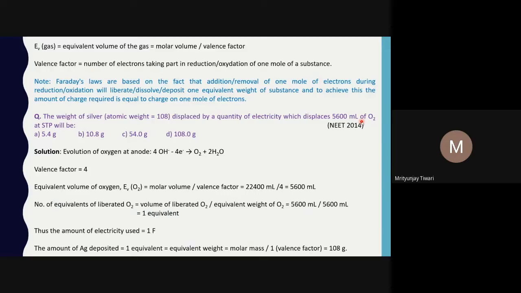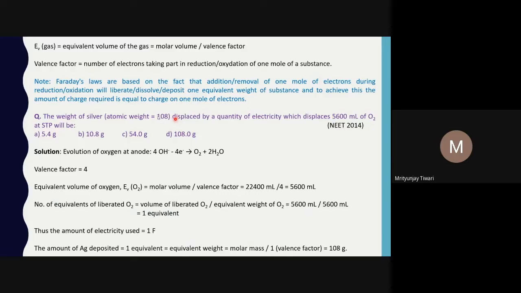The volume divided by equivalent volume will give you the number of equivalents. This is a simple thing. The mass divided by molar mass gives you the number of moles. The mass divided by equivalent weight or equivalent mass will give you the number of equivalents. So volume divided by equivalent volume will give you the number of equivalents, and the value is 1. And according to the second law of Faraday, if 1 equivalent of oxygen is liberated, it means 1 equivalent weight of copper, or silver here, will also be displaced or deposited.